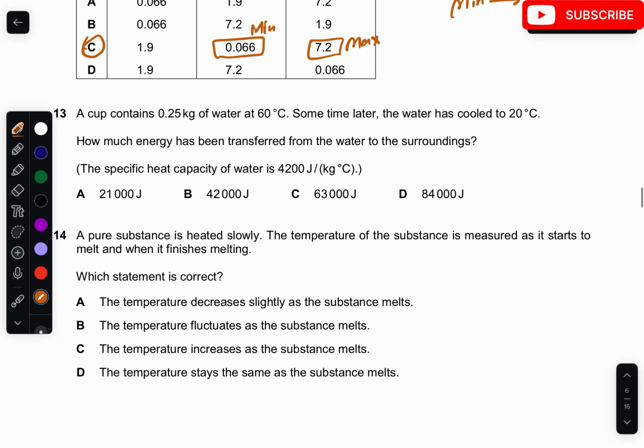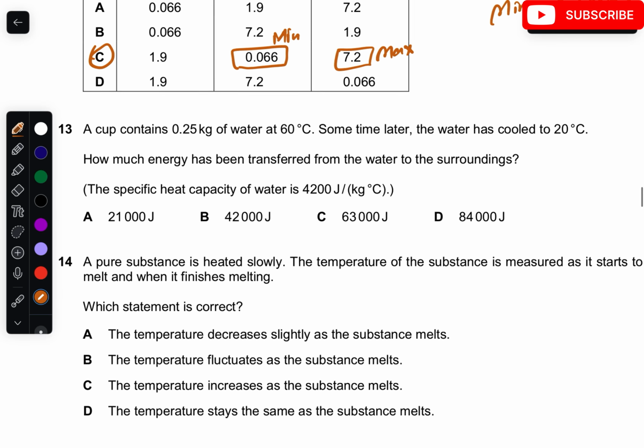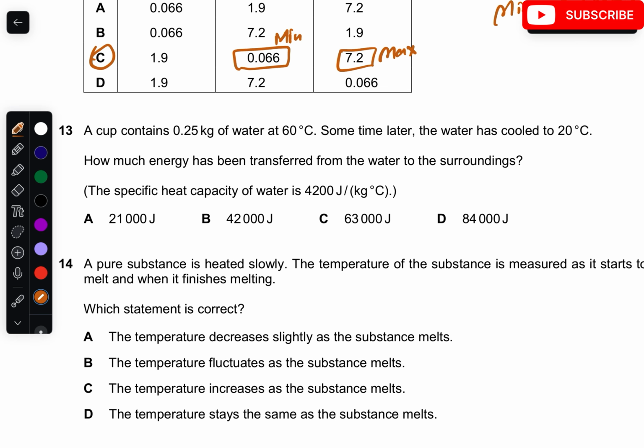Question 13. A cup contains 0.25 kg of water at 60 degrees Celsius. Sometime later, the water has cooled to 20. Okay, you can say this is Ti, this is Tf. Let me write as capital Ti and capital Tf, and this is M. How much energy has been transferred from the water to the surrounding? The specific heat capacity is also given. So for energy, you have the relation E = mcΔT. Just have to put the values.